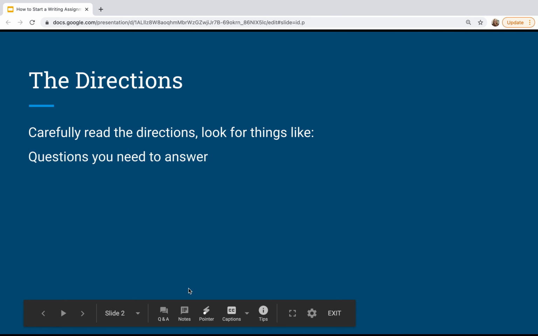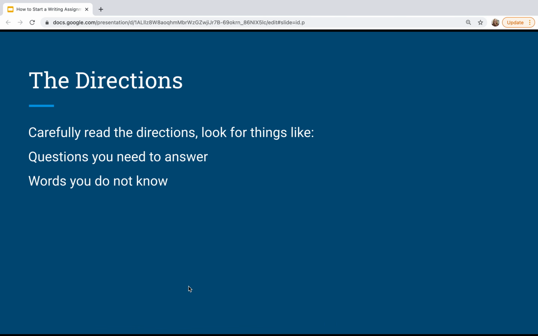Look for things like questions that you need to answer. Words you do not know. If there are words in the assignment that you don't know, the first thing you need to do is look up those words. You must understand what your instructor is asking you to do before you can do it.